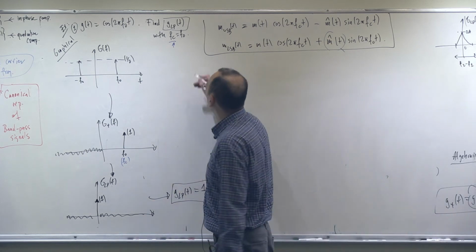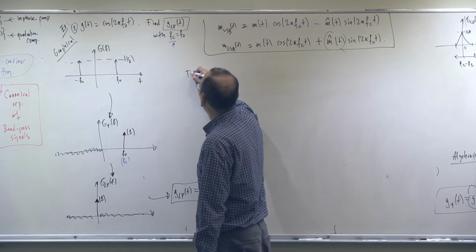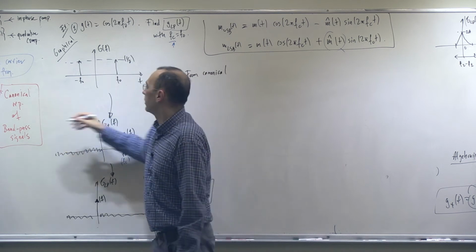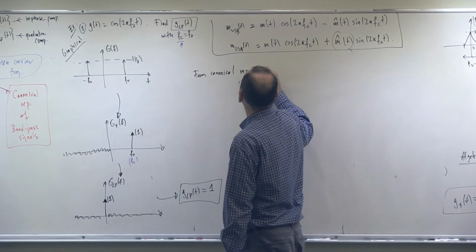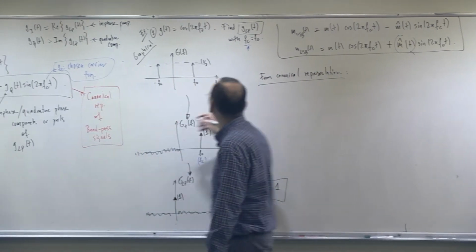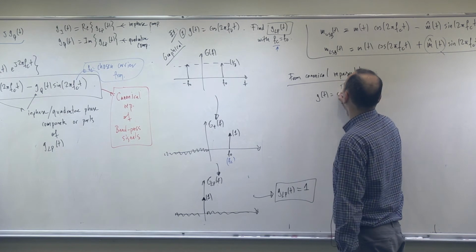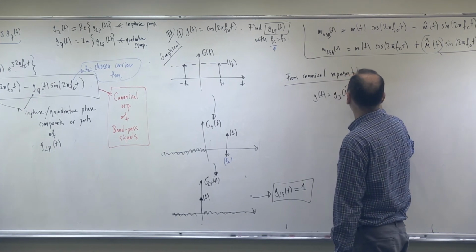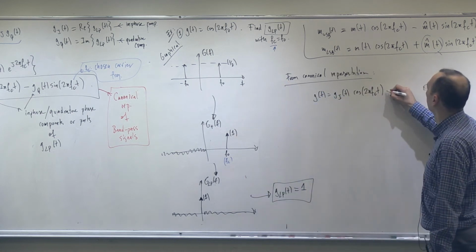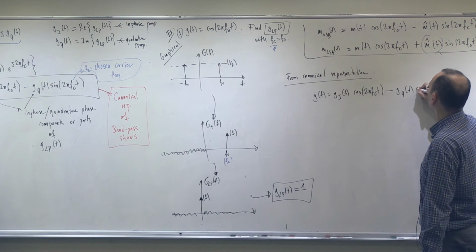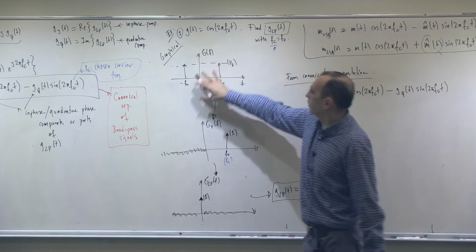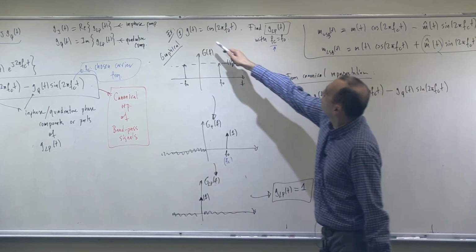So how about this? From canonical representation. Let me copy this canonical representation. This is always valid. Let's say that I don't do this sketch. I start from this canonical representation. Forget about this graphical part. The problem is g of t is this.